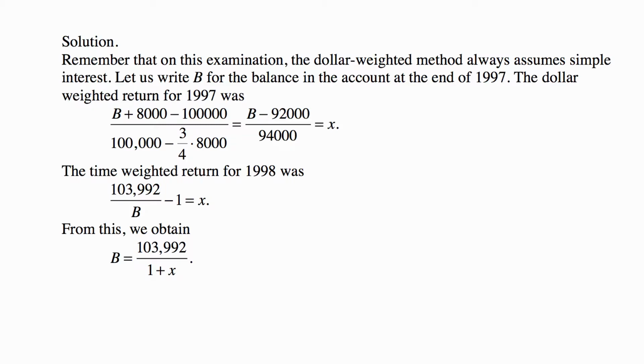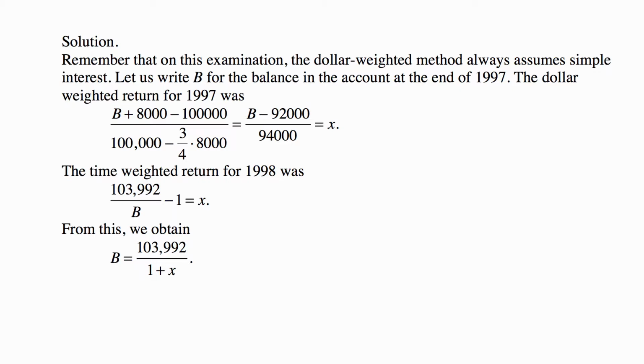So remember that on this examination, the dollar-weighted method always assumes simple interest. Let us write B for the balance in the account at the end of 1997. The dollar-weighted return for 1997 is the change in the value of the account. The account started with $100,000 and then had a balance of B at the end, and $8,000 was taken out. So the difference between B plus 8,000 and 100,000 is how much effectively was made on the account.